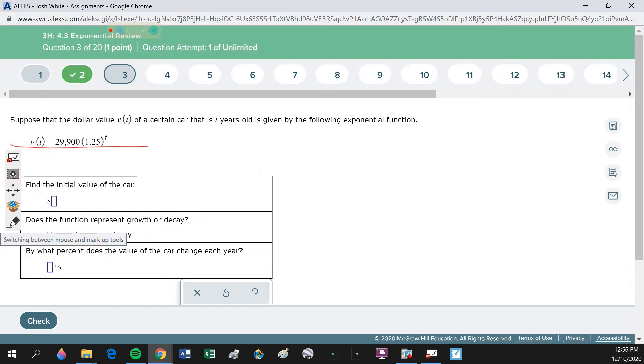Number 3. So suppose that the dollar value of a car is given by this equation. How much was the car worth initially? $29,900. Does the function represent growth or decay? Is the value going up or down? Up. How do you tell? M is bigger than 1. How much bigger than 1? 25%. Okay.